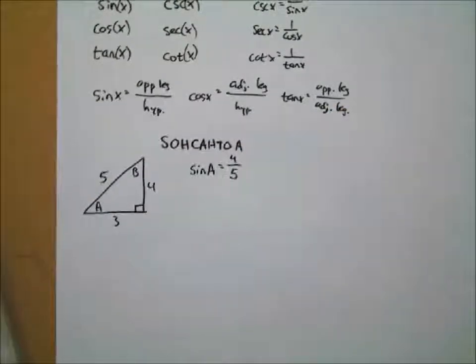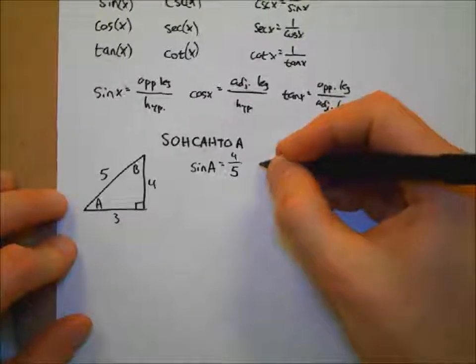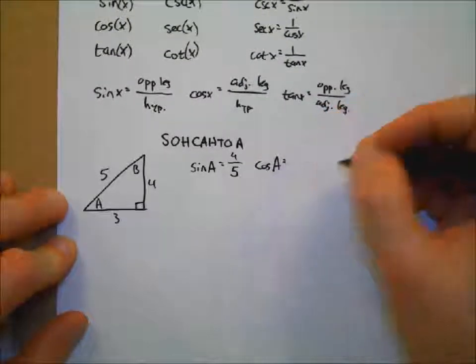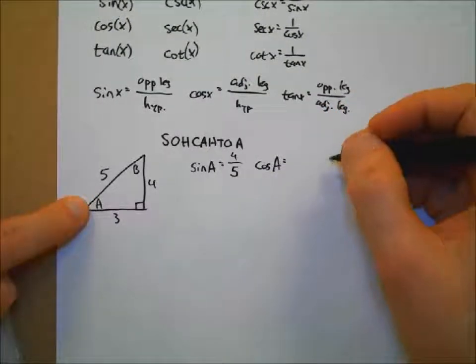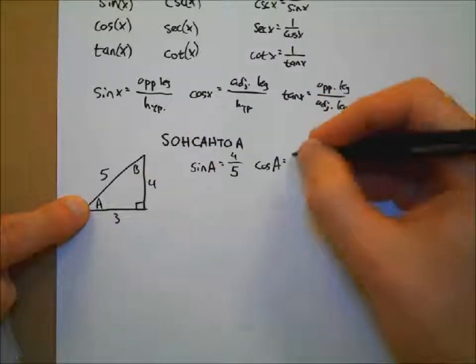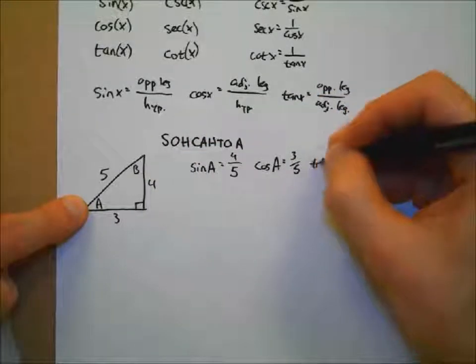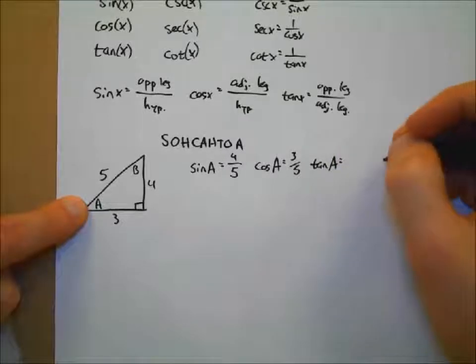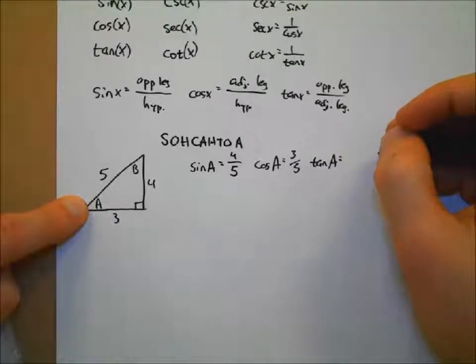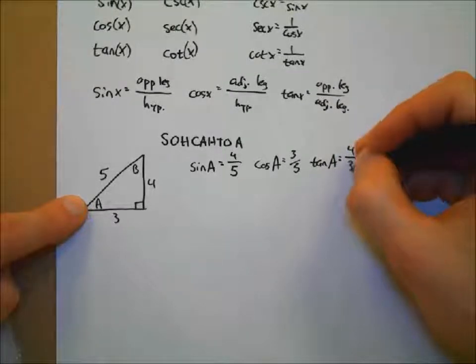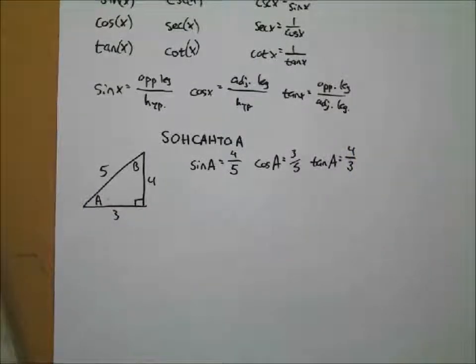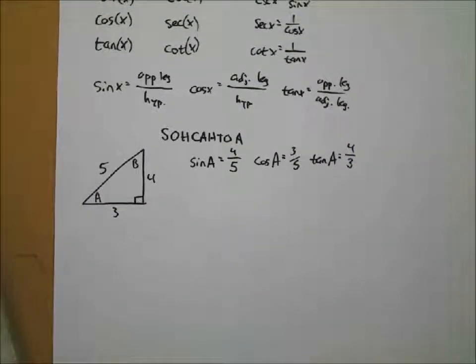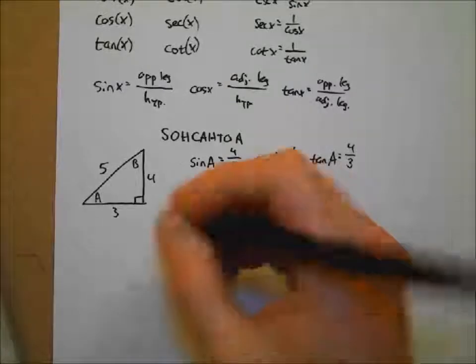4/5. Very good. What about the cosine of angle A? Yep, adjacent leg 3 over 5. And then finally, what about the tangent of angle A? 4/3. Opposite leg over adjacent leg. 4/3. Easy peasy, right? Here's one for you guys to try. So you guys try this one.